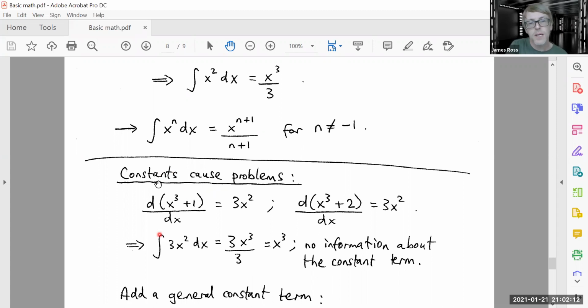Constants cause problems. Let's say you have this derivative here, d by dx of the argument x cubed plus 1. We know that these constants disappear. So let's just look at the x cubed. That becomes 3x squared. So, okay, that looks straightforward. However, if I change the constant from 1 to 2, and I ignore the 2 again, this would give me the same derivative. So these constants are causing problems because I can't take the derivative and get a different value.